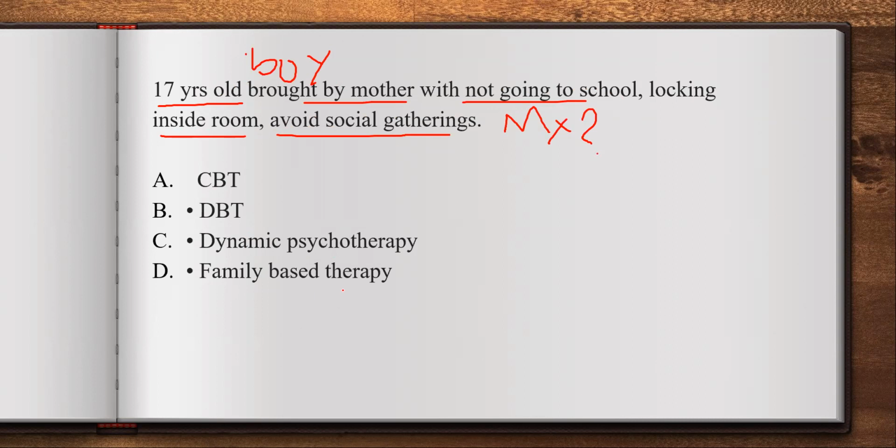Now, if there is any problem in the family, the child will not be at home, right? They will go outside, they will not come home. So obviously, family-based therapy is not a good option here. Same with DBT. DBT is mainly given for someone having borderline personality disorder, and BPD doesn't go with this feature.